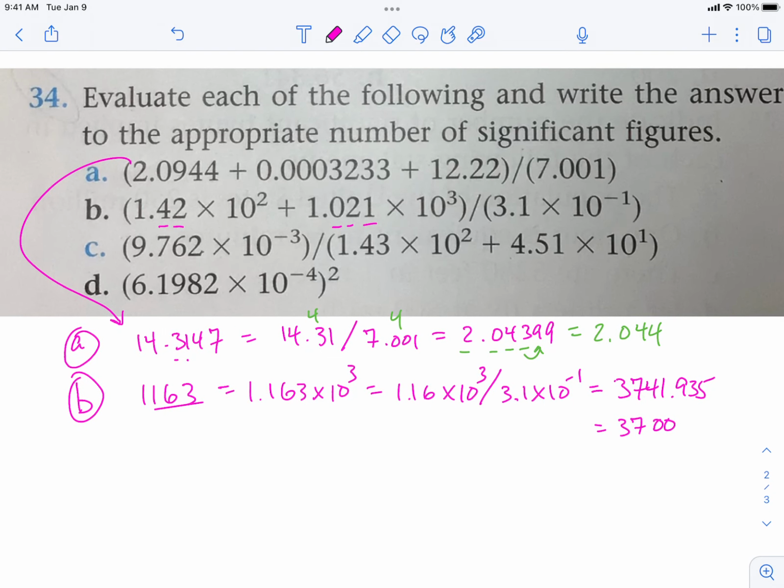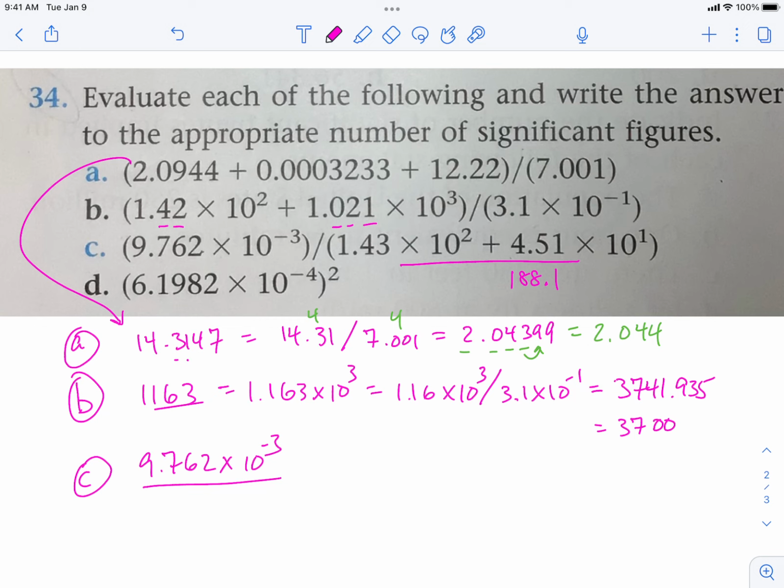All right. Letter C, we have this here, but then we have to do our parentheses here first. So we're going to take our 9.762 times 10 to the minus 3, and we're going to divide it by whatever we get over here. So let's do that separately. So we get 1.43 times 10 to the second plus 4.51 times 10 to the first. And so for this value, we're getting 188.1.